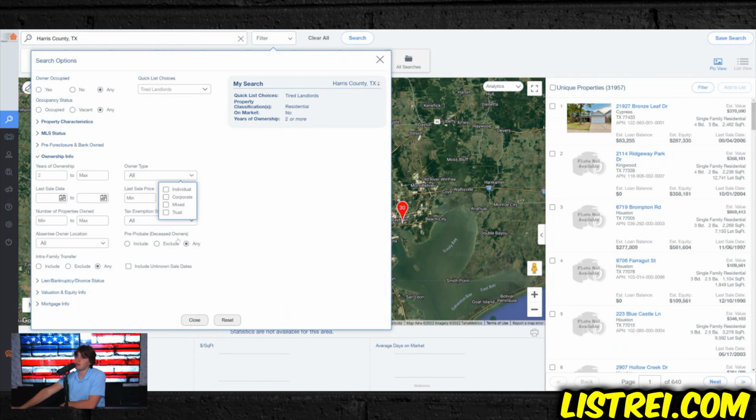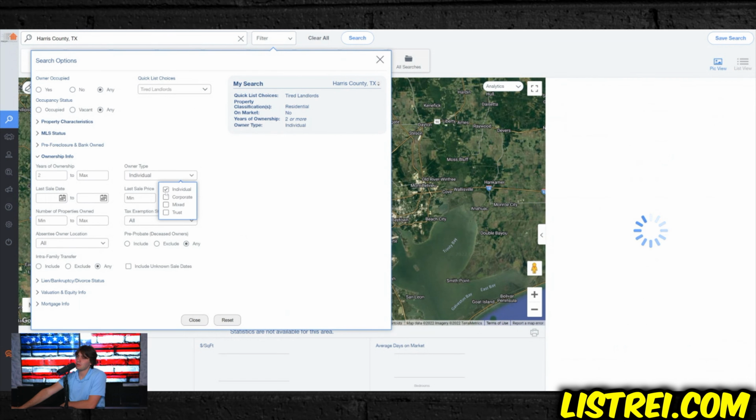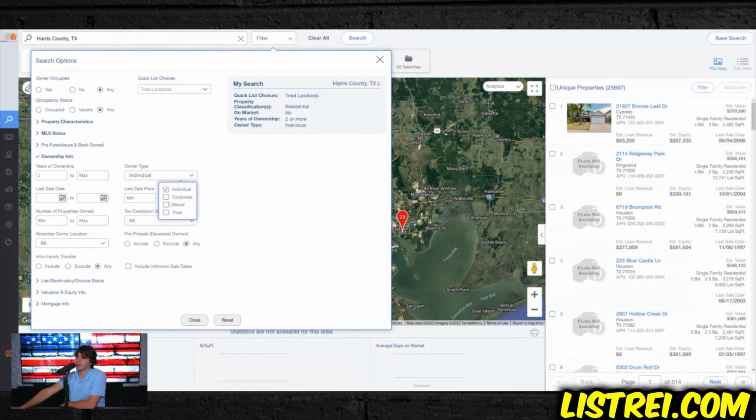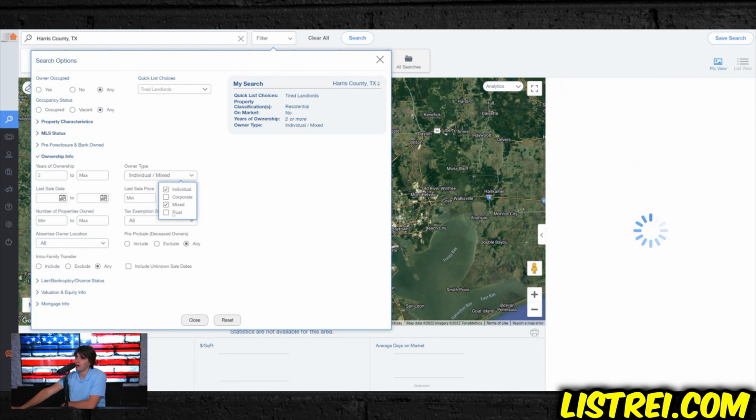Ownership information. So for tired landlord, I like it when they're individual. Between you and me, that means they're just kind of renting it in their own name, and maybe they're not the biggest fans or the most savvy when it comes to being a landlord. And those are people that most likely just want to get rid of it. The landlords that want to sell are the ones that don't put things into corporations or anything crazy like that. So I would skip the corporate on there.